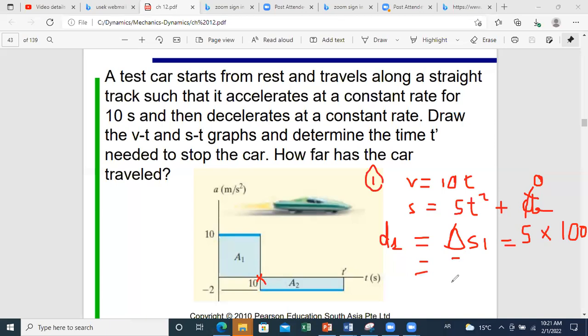Okay. Now, in phase 2, what is the equation? We got together that the equation of velocity is minus 2t plus 120.